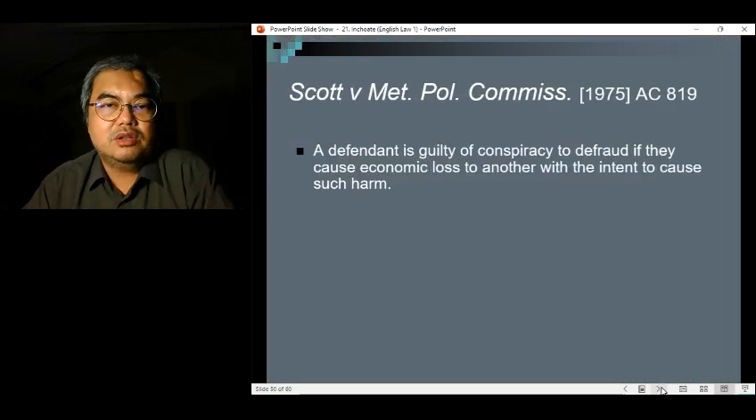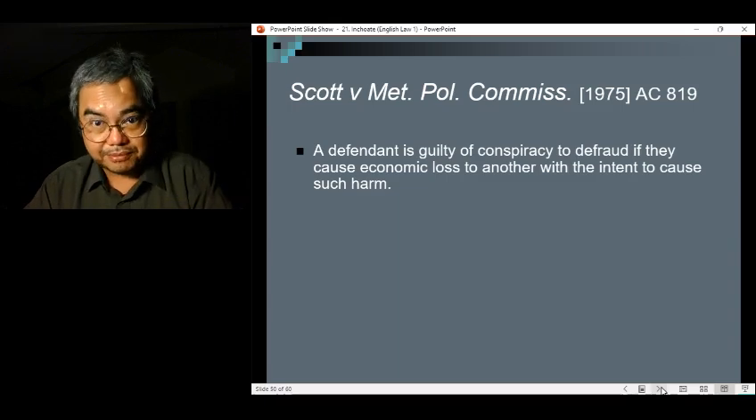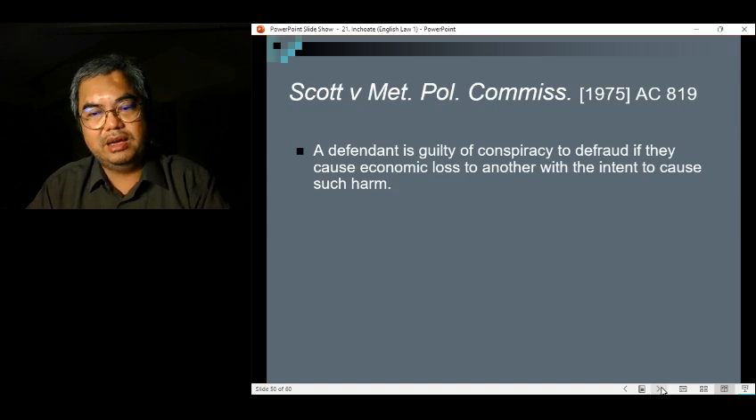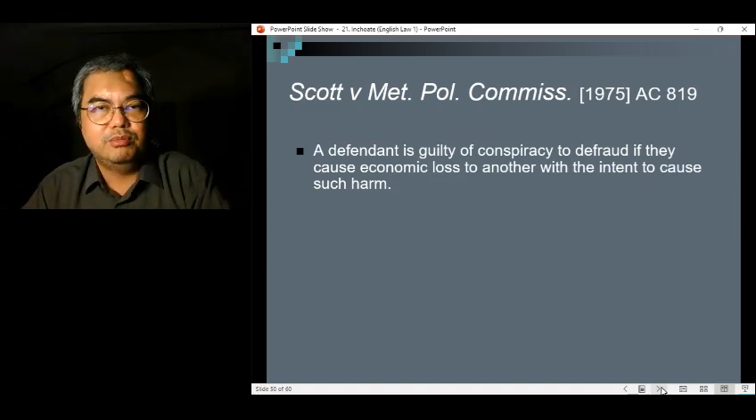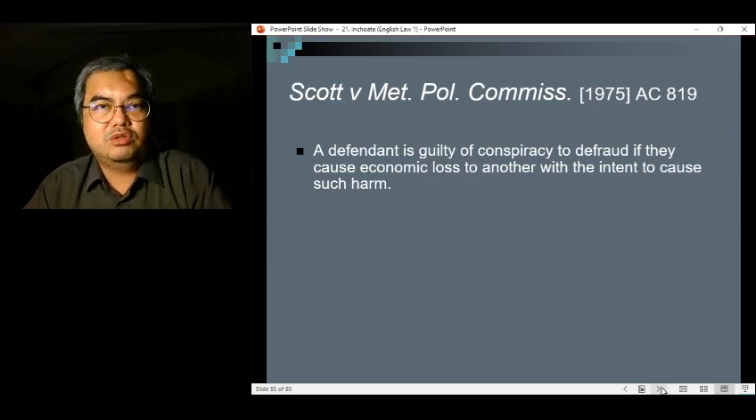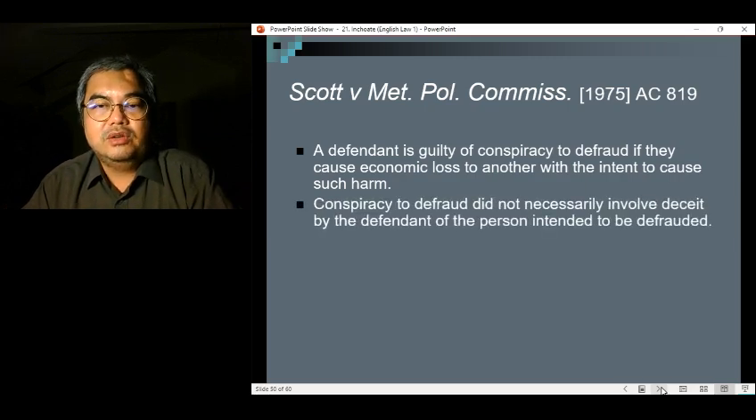So in the case of Scott, it was held that the defendant is guilty of conspiracy to defraud if they cause economic loss to another with the intent to cause such harm. To cause economic loss to another. In this case, when they duplicate and distribute the movies illegally, they are causing economic loss to the people who actually made the movie and who actually have the legal right to the royalties for the screening of the movies. So it doesn't necessarily involve deceit by the defendant of the people intended to be defrauded.